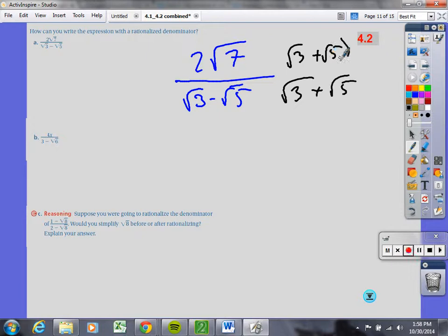Yes, sir. So, think about that, and then when we multiply this, we get 2 root 7 times root 3, which is 2 root 21. 2 root 7 times root 5 is plus 2 root 35.